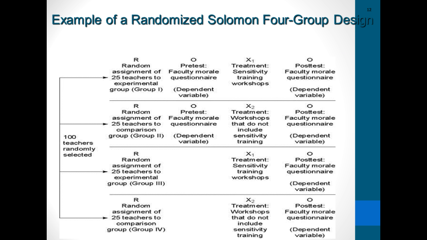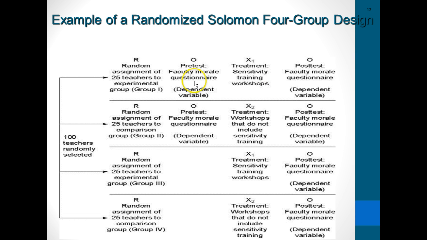And so this last is the Solomon four-group design. So you'll see, taking that same experiment with 100 teachers, rather than two groups of 50, you're putting them into four groups of 25, right? So you're randomly assigning them to those four groups. So you have group 1, group 2, group 3, group 4. You give two of those groups the pretest. You give all of the groups the post-test, but then you differ in the treatment.